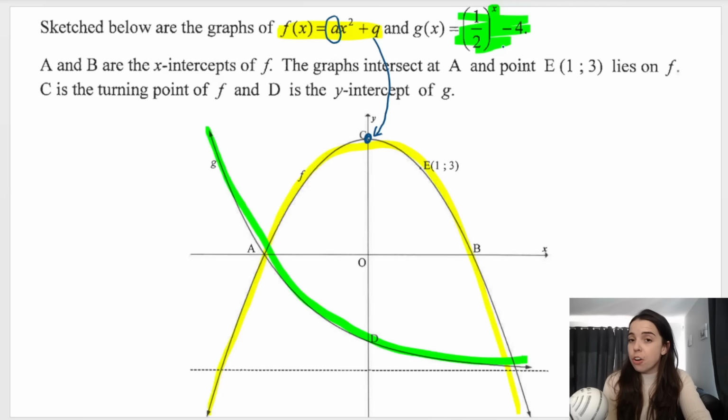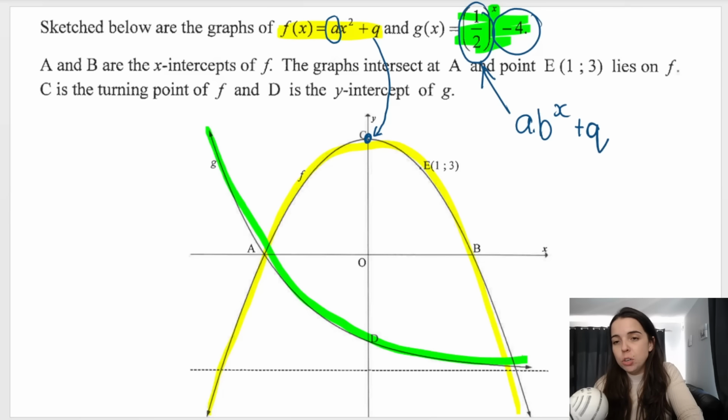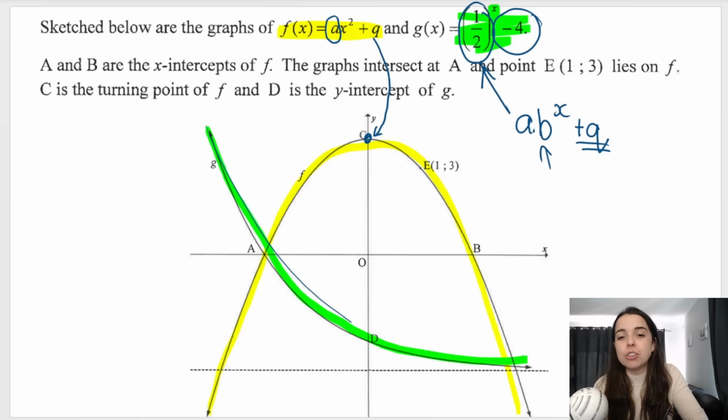You should know that the horizontal asymptote is represented by this value over here. So we already know the equation of that horizontal asymptote, which again we'll get to. Another thing to keep in mind: if I write it like this, a dot b to the power of x plus q, q is your asymptote, so q is -4, your horizontal asymptote. If b is less than 1, which it is here, it's a half, then we've got a decreasing exponential graph.